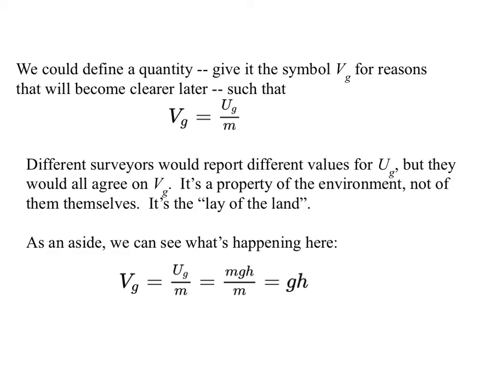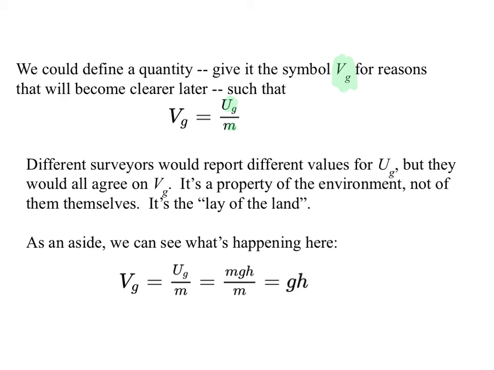We could, if we were interested, define some quantity. We're going to symbolize it with V sub g. Hopefully those reasons will become clear later when we talk about the potential in electricity. But take the V just as a V. We could define that quantity as the potential energy they find over the mass. So each surveyor measures the gravitational energy that they would have going that high, maybe by figuring out how many calories they burn in climbing the hill, and then divides by their own mass.